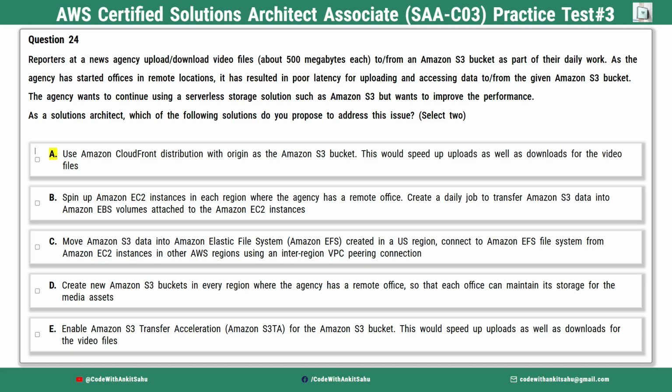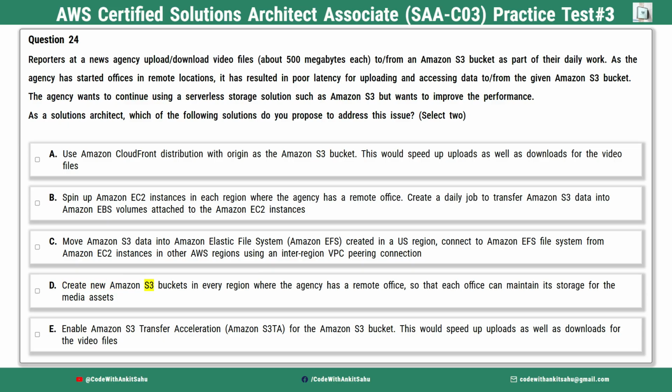Select 2. Option A. Use Amazon CloudFront distribution with origin as the Amazon S3 bucket. This would speed up uploads as well as downloads for the video files. Option B. Spin up Amazon EC2 instances in each region where the agency has a remote office. Create a daily job to transfer Amazon S3 data into Amazon EBS volumes attached to the Amazon EC2 instances. Option C. Move Amazon S3 data into Amazon Elastic File System, Amazon EFS, created in a US region, connect to Amazon EFS file system from Amazon EC2 instances in other AWS regions using an inter-region VPC peering connection.